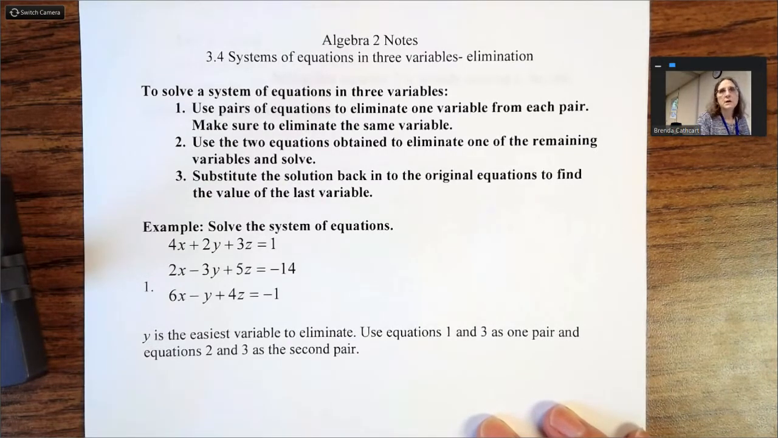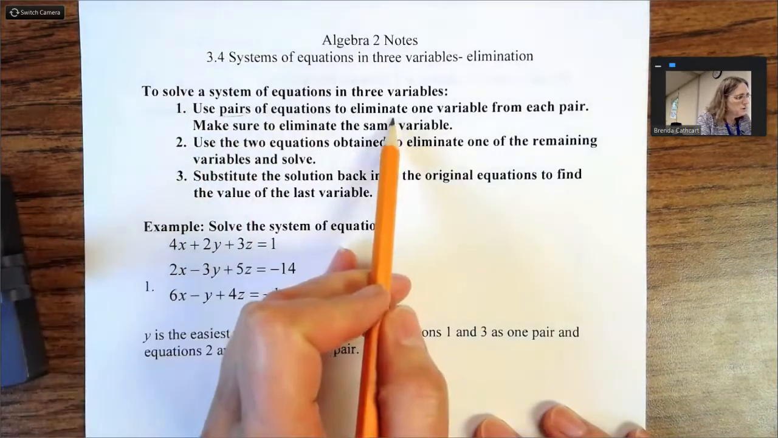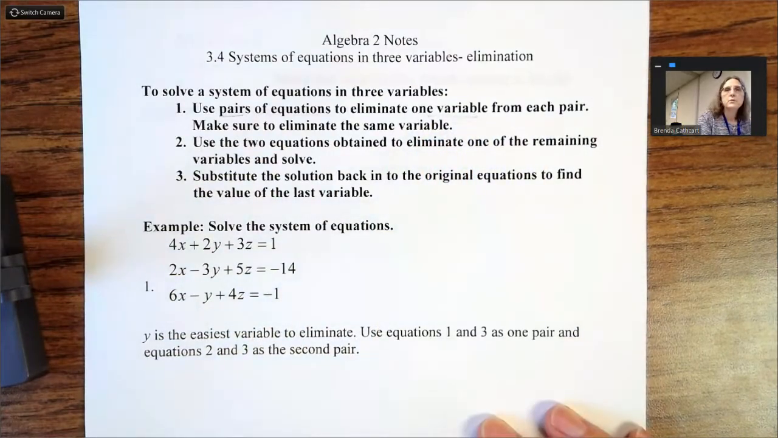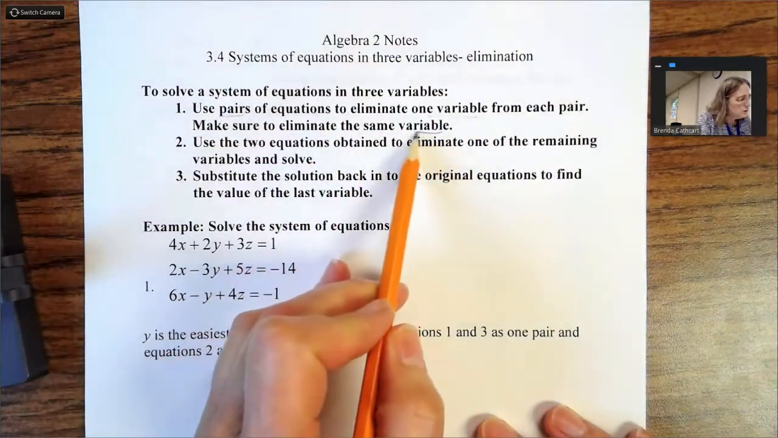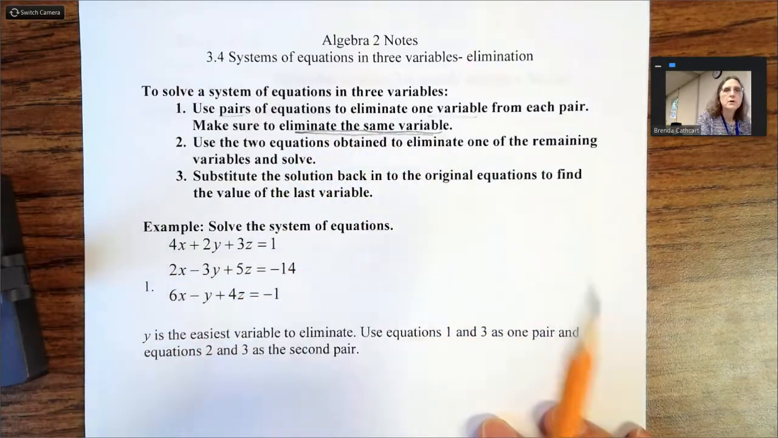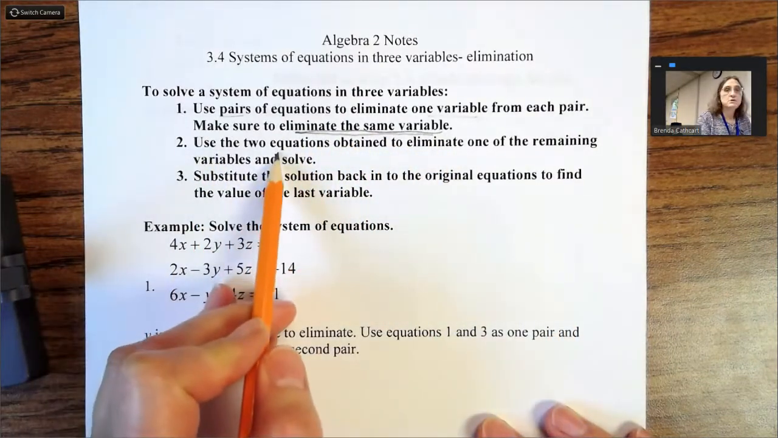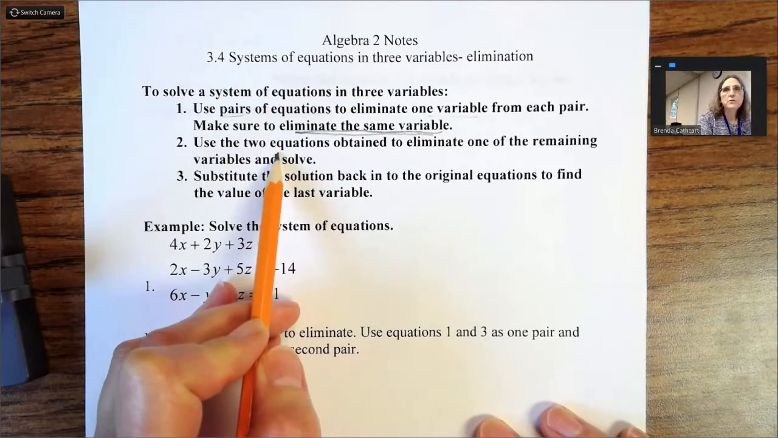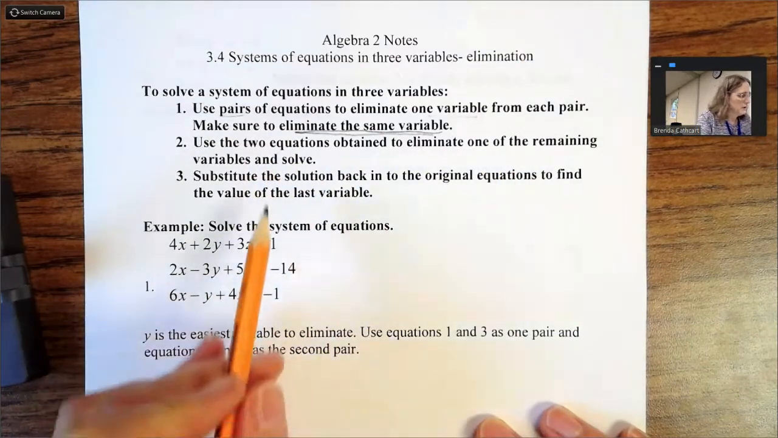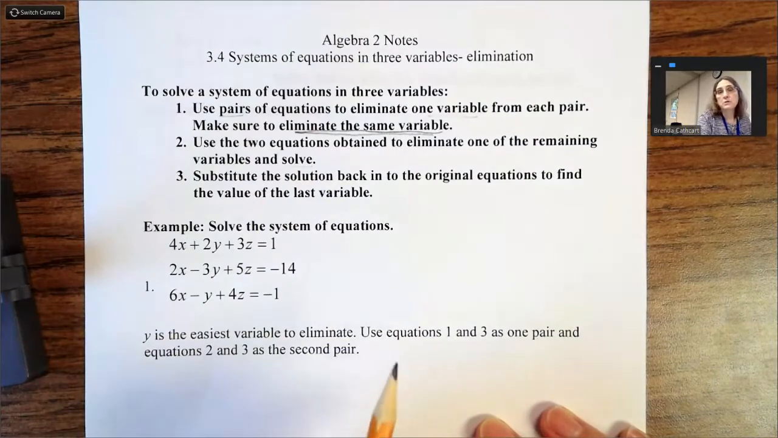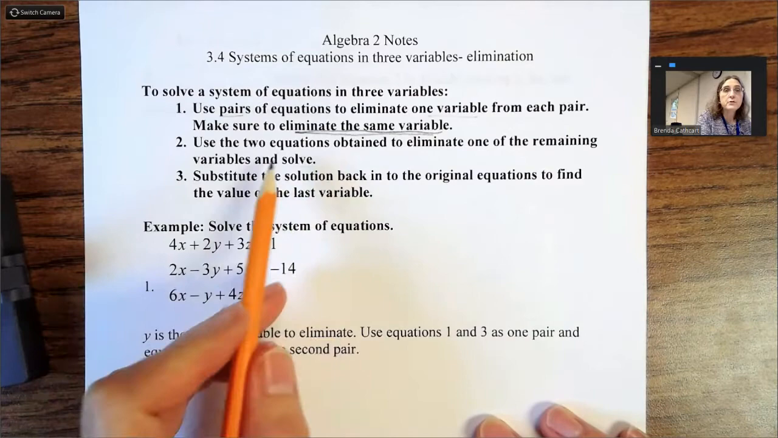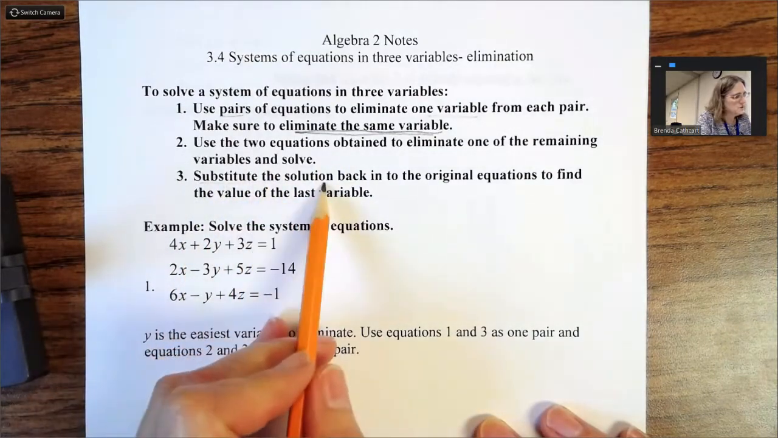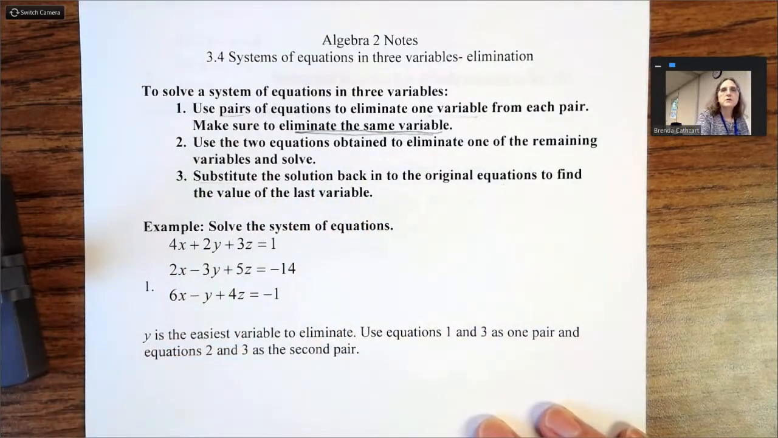To solve a system of equations in three variables, what we're first going to do is use pairs of equations to eliminate one variable from each pair. Make sure that we are eliminating the same variable. When we do that, that will leave us with just two equations with two variables, and then we can solve it using elimination as we usually do with a system of equations. Finally, once I have those two values for two variables, I can substitute the solution back in the original to find the value of the last variable.